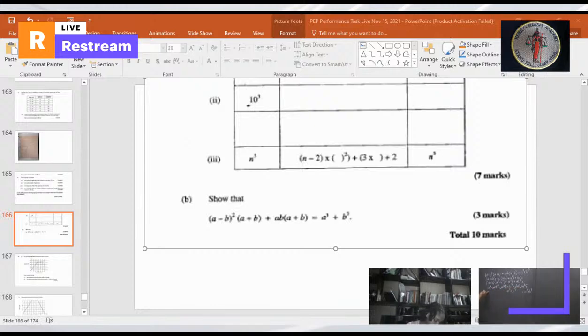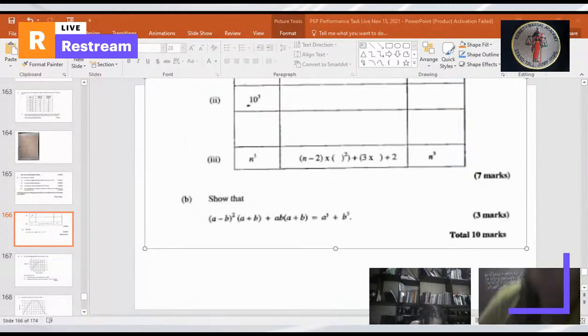Simplifying them, negative ab squared plus ab squared is 0. And negative a squared b plus a squared b is also 0. So all we're left with is a cubed plus b cubed, which is what they wanted us to prove.